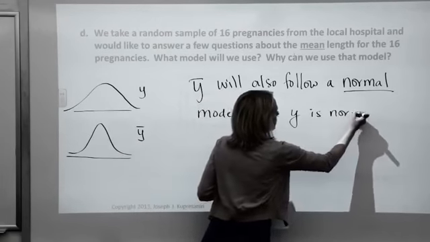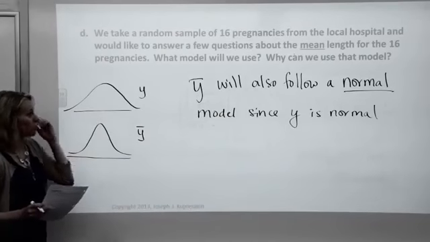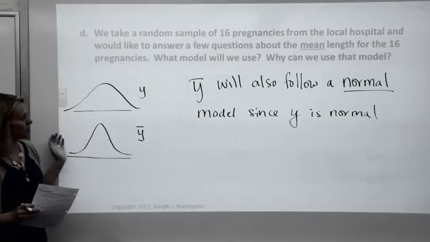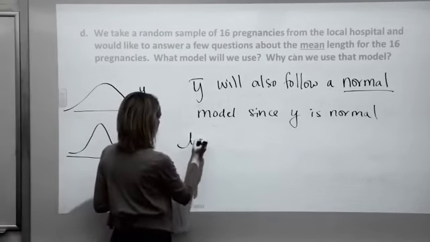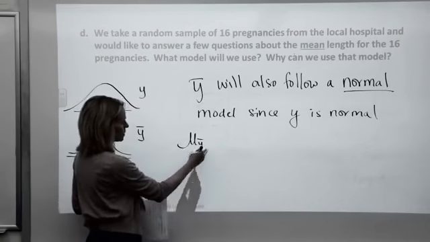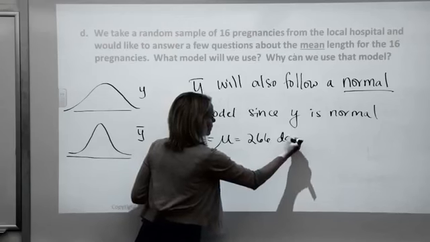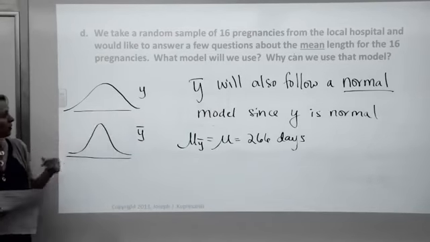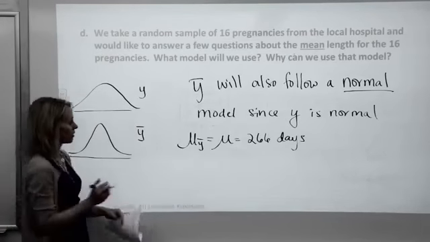Since the length of pregnancies was normal, the average length of pregnancies will also be normal. And along with that normal model, we need two things. We need to know where it's going to be centered and what the standard deviation is. So the center will be the same. The mean of the sample means will be the same, 266 days. But these sample means will not be as spread out as the length of the individual pregnancies.